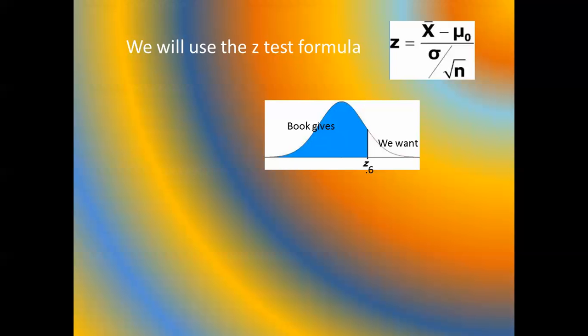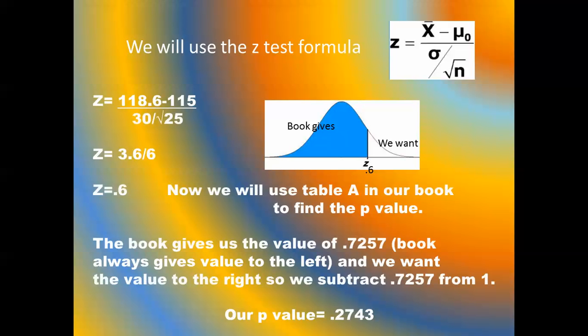z equals x bar minus the original mean, divided by the standard deviation over the square root of n. So the first thing you're going to do is take z equals 118.6 minus 115, divided by 30 divided by the square root of 25, and you get 3.6 divided by 6, which is 0.6.